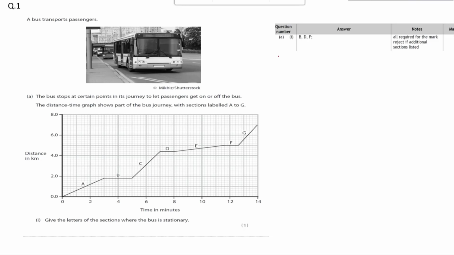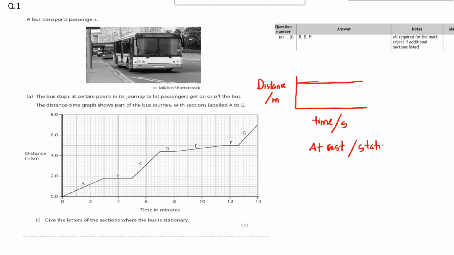So when the distance time graph remains same, here time in unit second and distance in minute remains same, then that portion represents it is stationary or at rest. Remember, at rest or stationary.